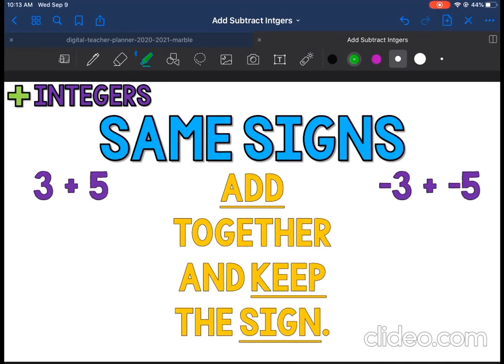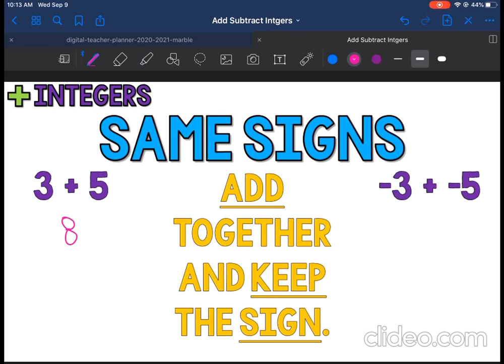Which, if you think about it, this is something that you already know how to do. Because what is 3 plus 5? 8, right? Like, we know how to do that. So just because I'm going to add negative numbers to it doesn't mean that concept is going to change. So according to that rule, same signs, add together and keep the same sign. What is negative 3 plus negative 5? Negative 8, right?